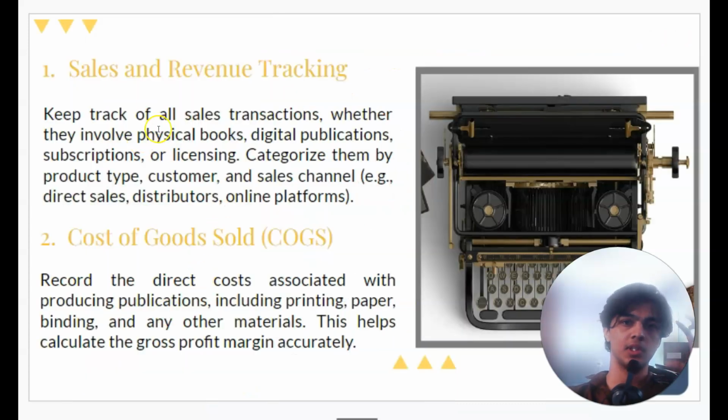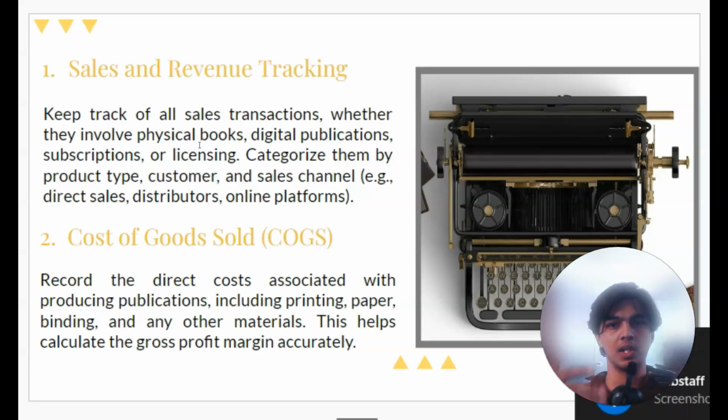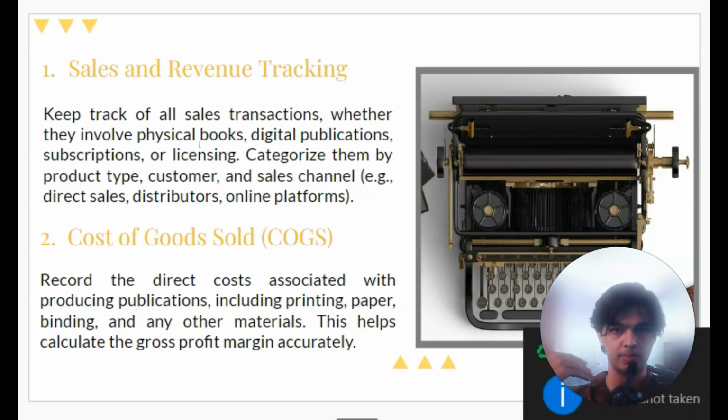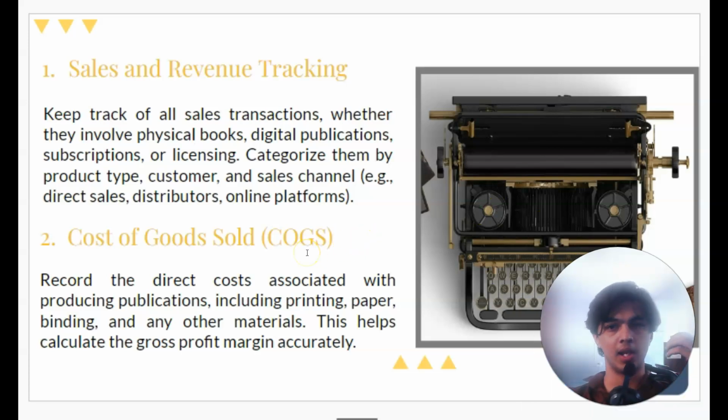So guys, let's start with sales and revenue tracking. In sales and revenue tracking, you have to keep track of all the sales and transactions of your goods. Like if you are printing physical books, or digital subscriptions, like blogs or ebooks, then you have to track all these revenue streams. And also if you are selling something as license based or subscription based, then you have to categorize all of these product types, the customers, and what sales channels you are selling on. You have to track all these things.